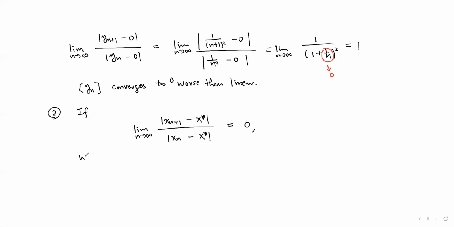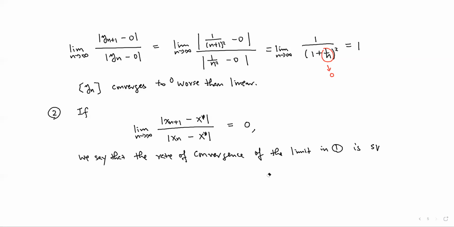in this case, we say that the rate of convergence in equation 1 is superlinear. Superlinear is faster than linear. This is definition number 2. Definition number 3.